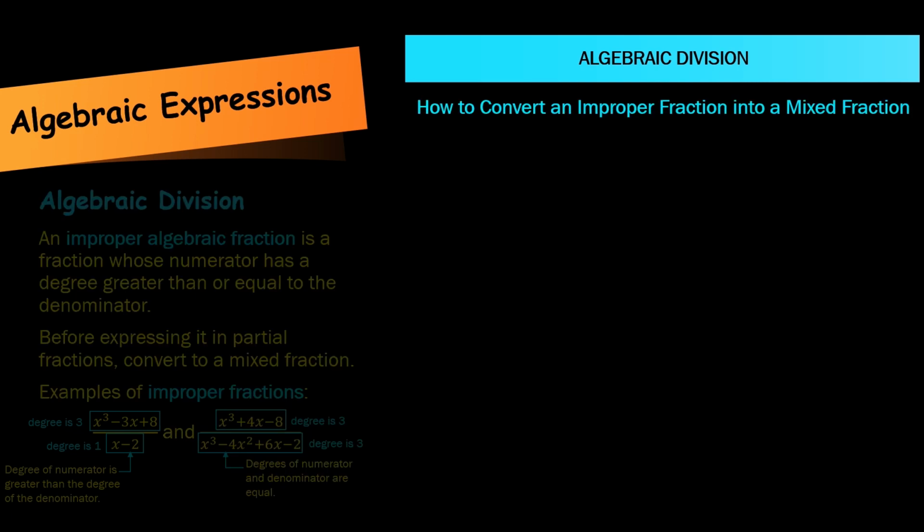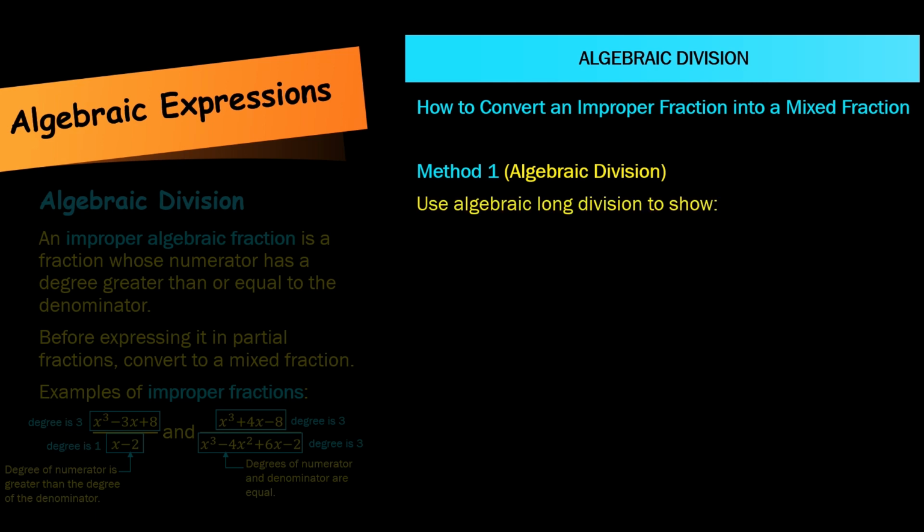How do we convert an improper fraction into a mixed fraction? The first method we will look at is algebraic division. Here we use algebraic long division to show, for example, that x cubed minus 3x plus 8 all over x minus 2 is identical to x squared plus 2x plus 1 plus 10 over x minus 2.